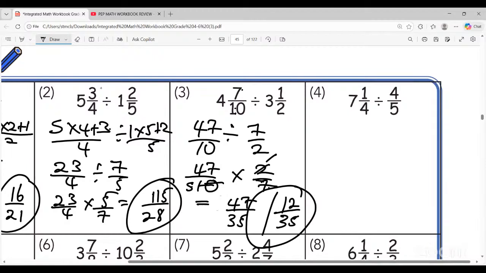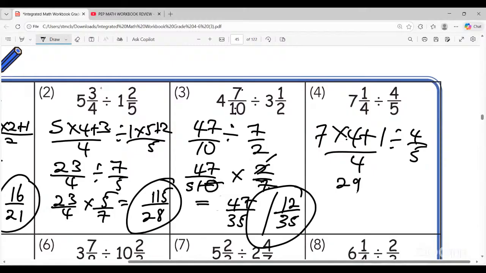All right. So we have 7 times 4 plus 1 over 4 divided by 4 over 5. So 7 times 4 is 28 and 1 is 29. This one looks very nice. Times 5 over 4. So nice. So 4 times 4, the denominator would be 16. And then 5 times 29.